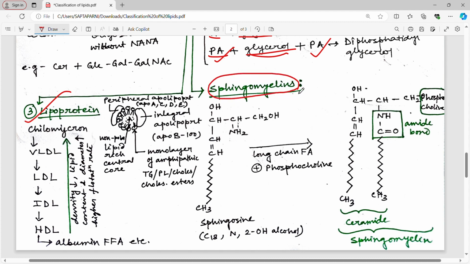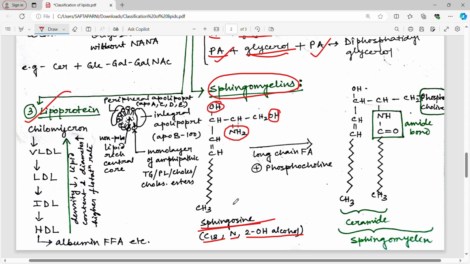So sphingomyelins are also phospholipids, but here the alcohol is sphingosine, not glycerol. Sphingosine is a C18 nitrogen-containing and 2-hydroxyl group containing alcohol. See here, there are 18 carbons in sphingosine. There is an NH2 group and 2 OH groups. See here, this is an OH group, this is an OH group.